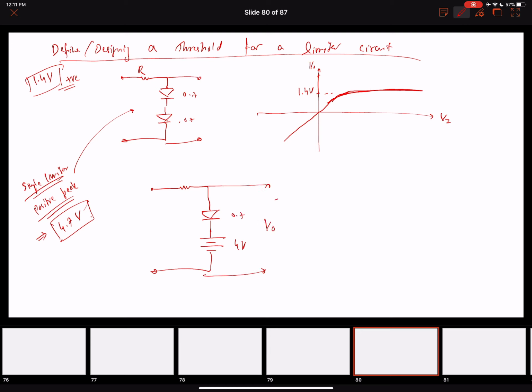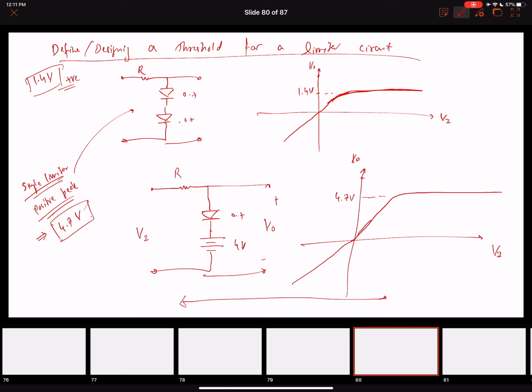So if this is VI, and this is V naught, my output will be limited at 4.7 volts. Okay, so with that, this finishes up our limiter examples.